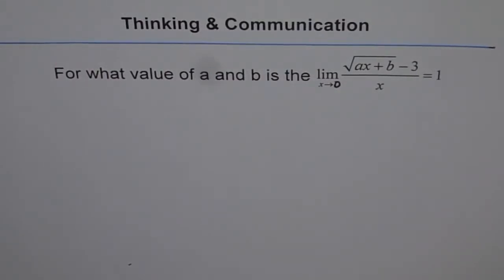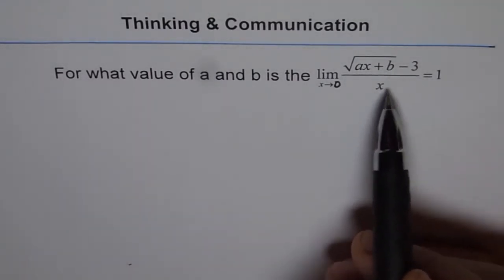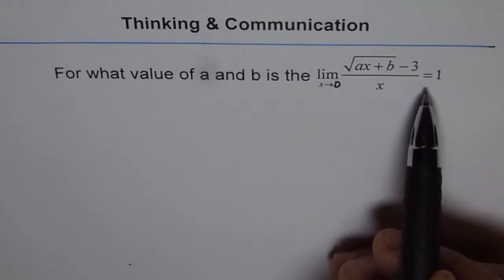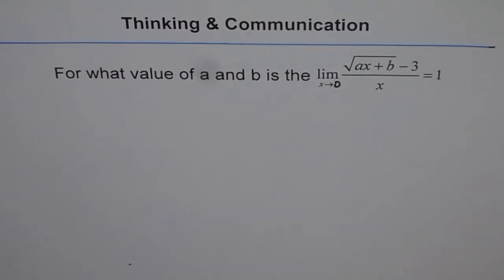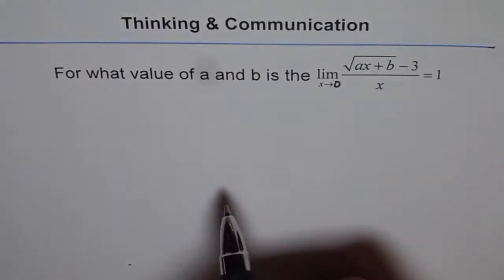Thinking and communication question. For what value of a and b is the limit as x approaches 0 of the function square root of ax plus b minus 3, divided by x, equal to 0? This is indeed a very interesting question. Now here, if I plug in 0, what do I get?